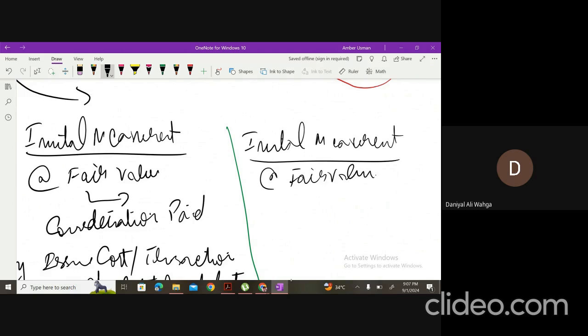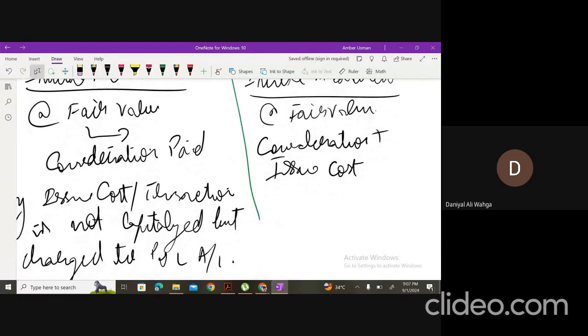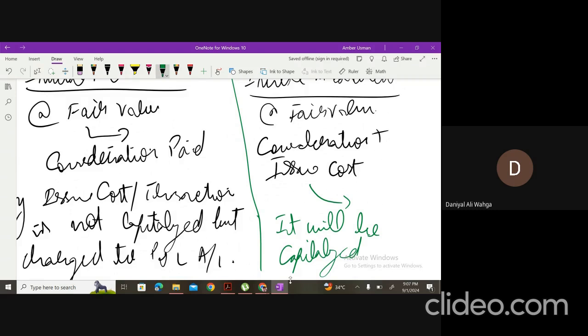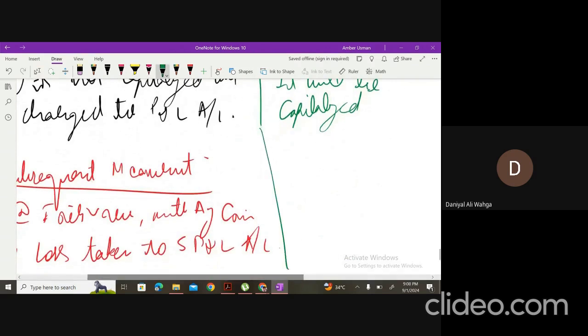Here, the fair value will be consideration paid plus issue cost. The issue cost and the transaction cost will be capitalized, meaning it will not be charged to the profit and loss account, but it will be added to the value of the investment. How will the subsequent measurement be done?